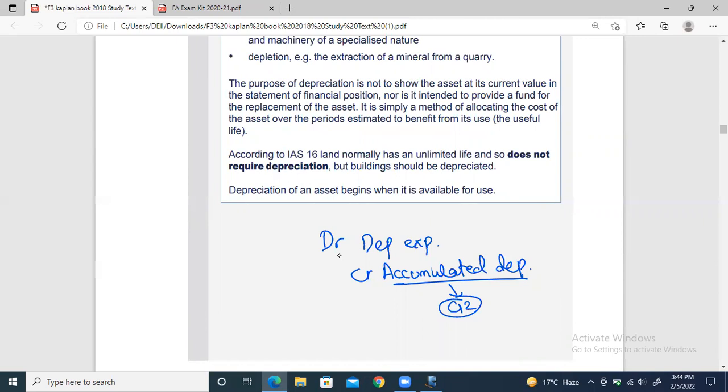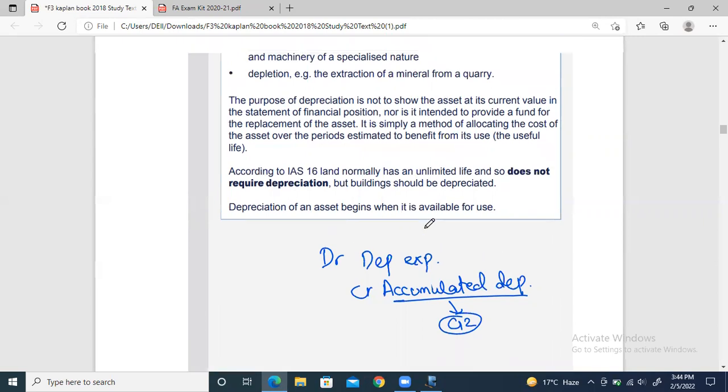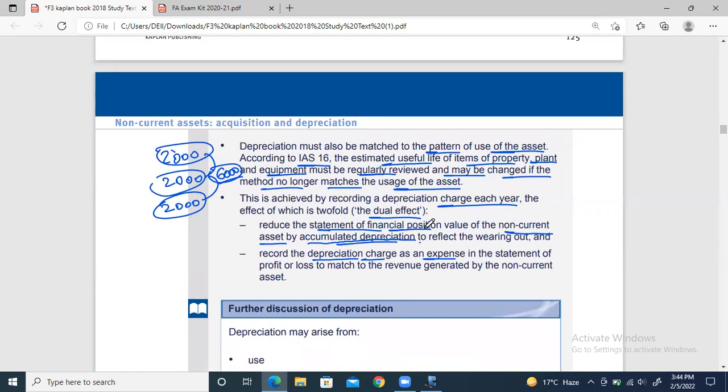Sorry, I didn't understand. So you debit depreciation because it's an expense? Yes, exactly. And why do you create the accumulated depreciation? Look, we just need to understand the word. Accumulated means that we are just adding up all the depreciation that is charged over the whole years of the machine that is used.